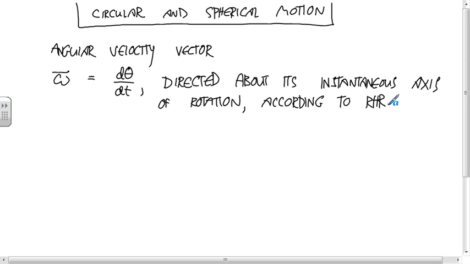So, for example, if you have a circular motion this way, we know that the angular velocity vector needs to be perpendicular to this, so it needs to either be into the page or out of the page. And the right-hand rule says that it's coming out of the page. So this would be the angular velocity coming out of the page.